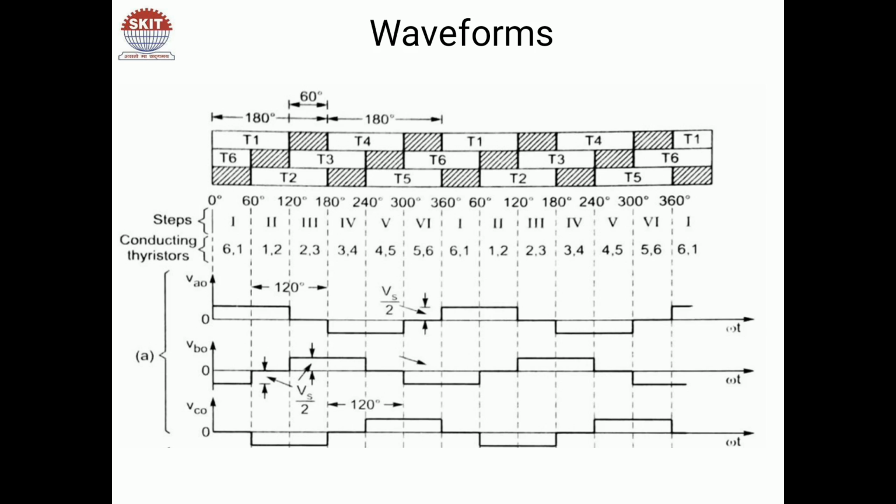From 120 to 180 degree, VA naught voltage is 0, VB naught is plus Vs by 2, and VC naught is minus Vs by 2. As you can see, plot these voltages on the axis.